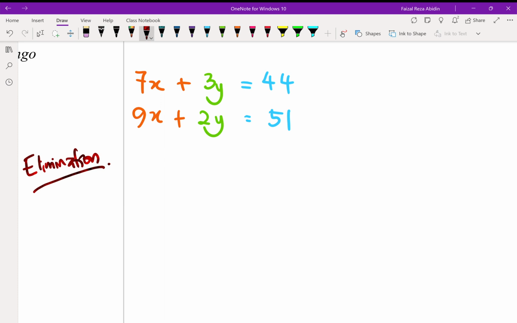X. Are you sure X? I think Y is easy. Because 7 and 9, I have 2 times and then later it will be bigger. So I'm going to choose Y here. We are going to choose Y.